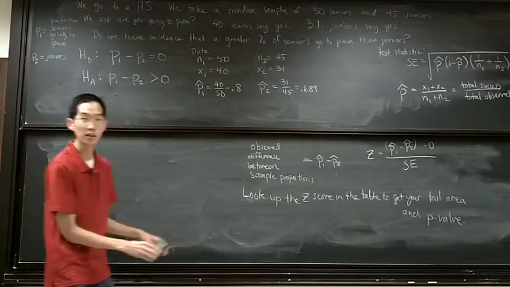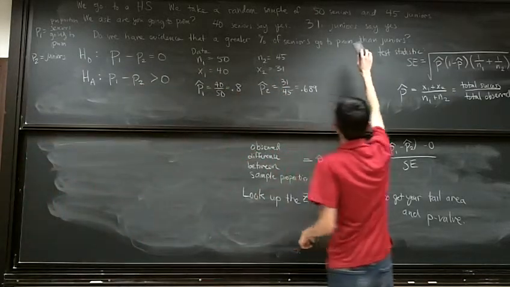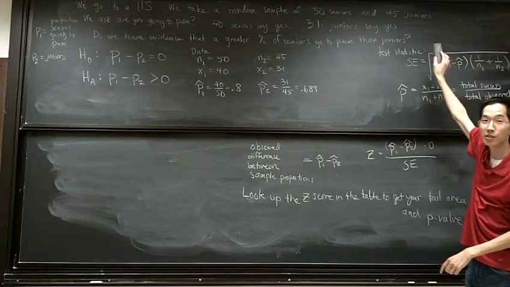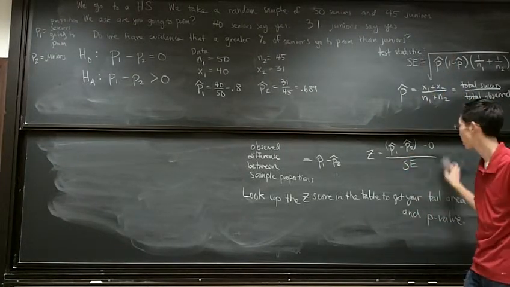How'd you get the 45 again? It's written in the problem, okay? 50 seniors and 45 juniors. So it's how many in my second sample do I have?